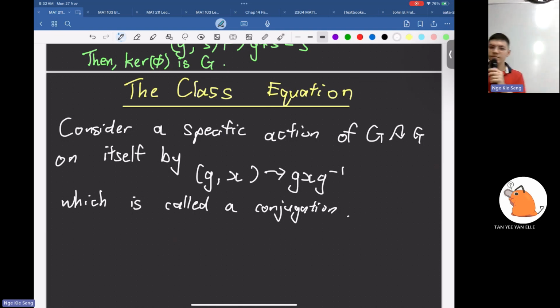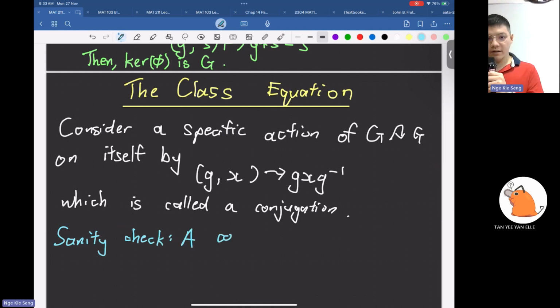Again, we conjugate. Is it easy to see that this thing is in G again? Because everything here is in G. g is in G, so g inverse is also in G because it's a group. Then the composition of G elements is still a G element. So you could check whether a conjugation satisfies the group action axioms.